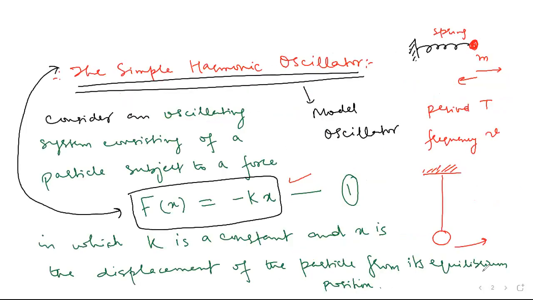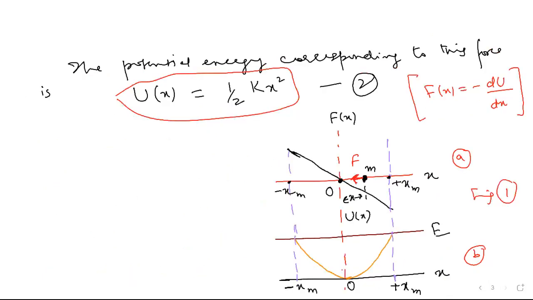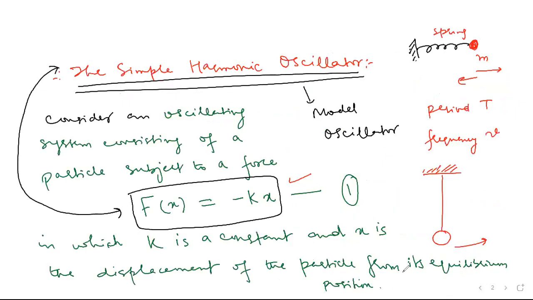So we have defined simple harmonic oscillator as an oscillating system consisting of a particle subject to this kind of force given by equation 1, or equivalently having potential energy of the form given by equation 2, U of x is half kx square. X is what? X is the displacement of the particle from its equilibrium position, and k is constant.